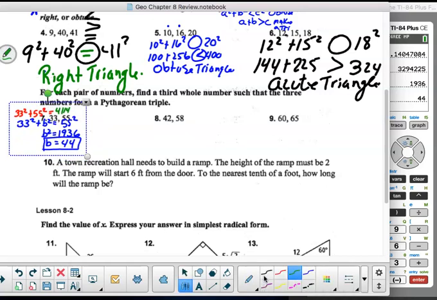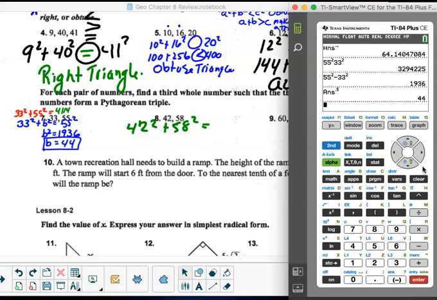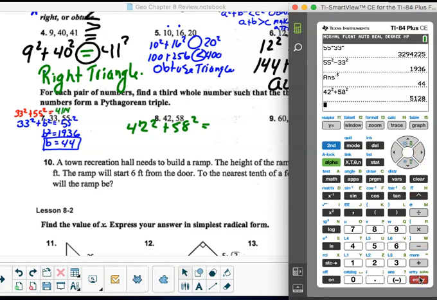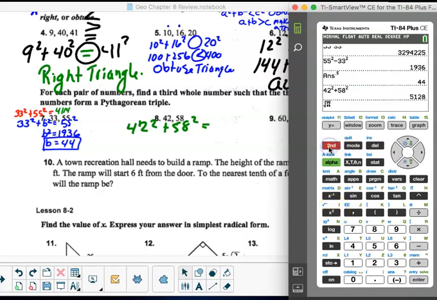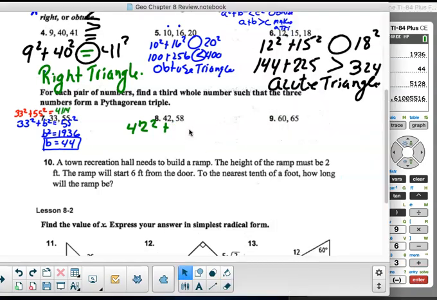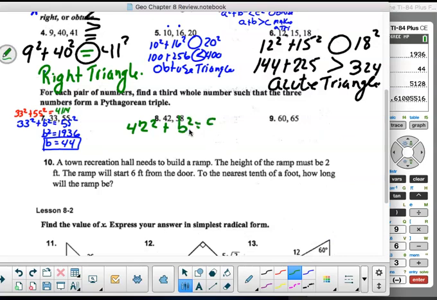Here, 42 squared plus 58 squared. That's my first check. So I got 42 squared plus 58 squared. Does this have a nice square root? It does not. Does not have a nice square root, so I'm not going to do it that way. I'm going to do it this way. So now b squared is equal to the difference of 58 squared minus 42 squared.